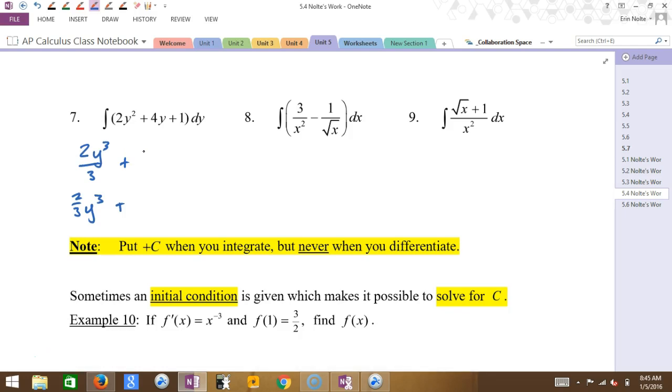Okay, what about 4y? So 4y squared over 2, can we do that mentally and say that 4 over 2 is actually 2? So this would be 2y squared. Okay, what's the integral of 1? 1y or just y. And then what do I say last? Plus c.